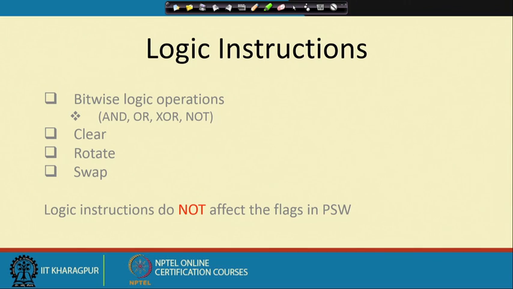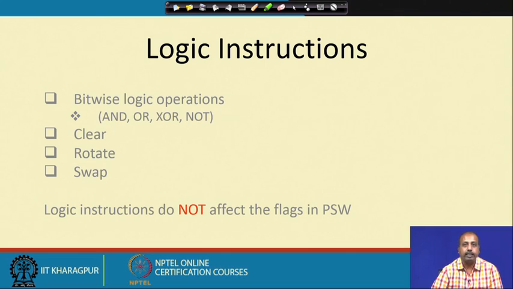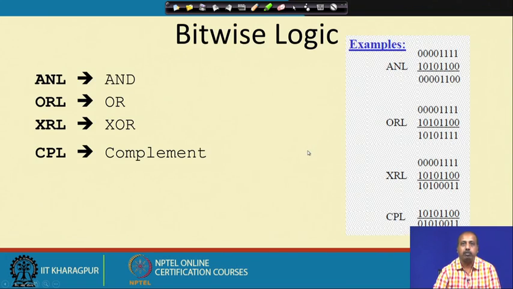Then we have the logic instructions AND, OR, XOR and NOT. These are the bitwise logic operations. Then we have clear, so we can clear a bit, and we can rotate a register. The A register can be rotated via carry, without carry, etc. Then we have swapping of nibbles. These logic instructions do not affect the flags in the PSW register. This is a very important thing to notice, that these logic instructions will not affect the PSW flags, so we have to be careful while doing this check.